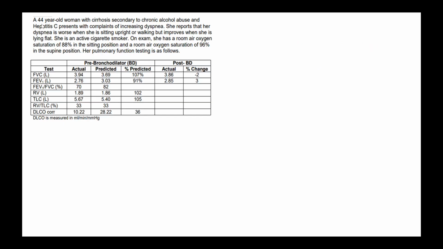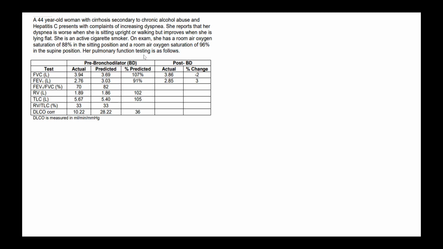Another case scenario: a 44-year-old woman with cirrhosis secondary to chronic alcohol abuse and hepatitis C presents with complaints of increasing dyspnea. She reports that her dyspnea is worse when she is sitting upright and walking, but improves when she is lying flat. She is an active cigarette smoker. She has a room air oxygen saturation of 88% in the sitting position. The room air oxygen saturation is 96% when lying down or supine.